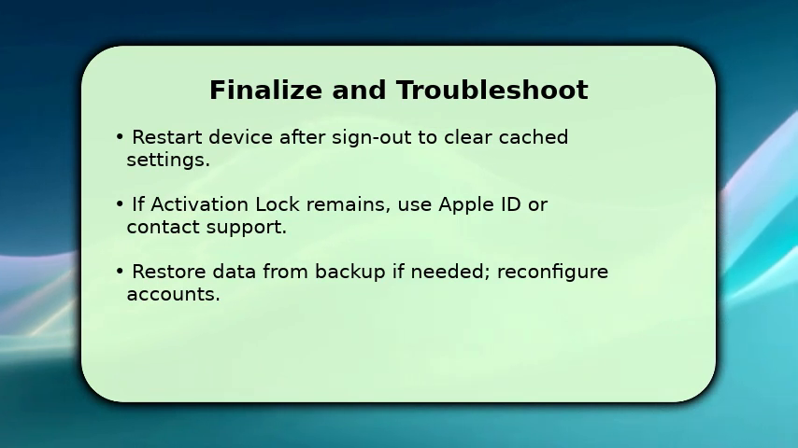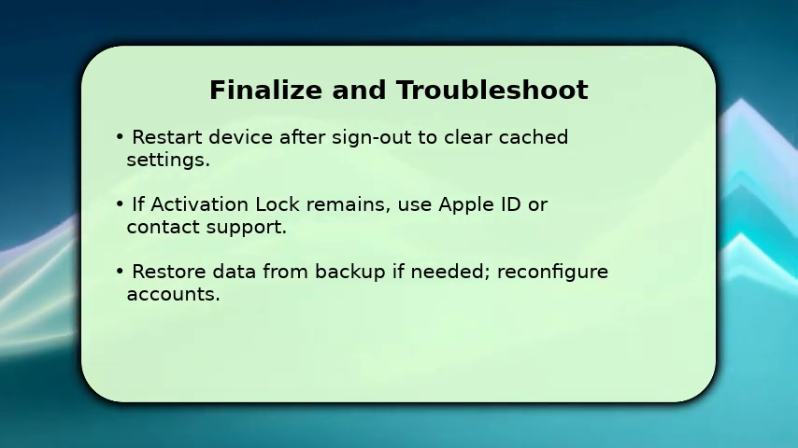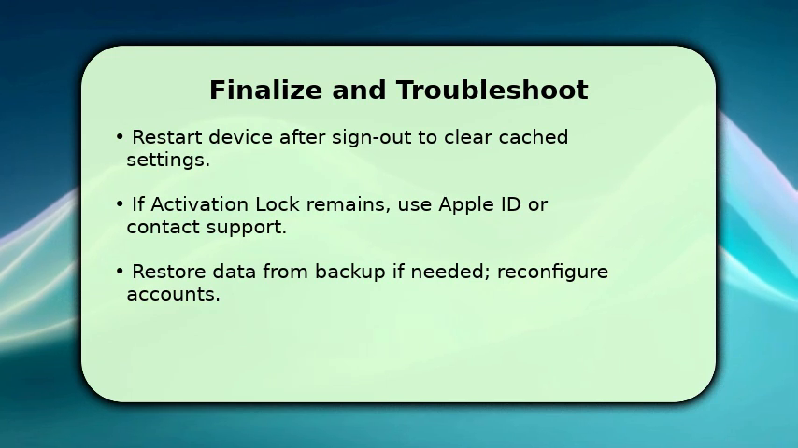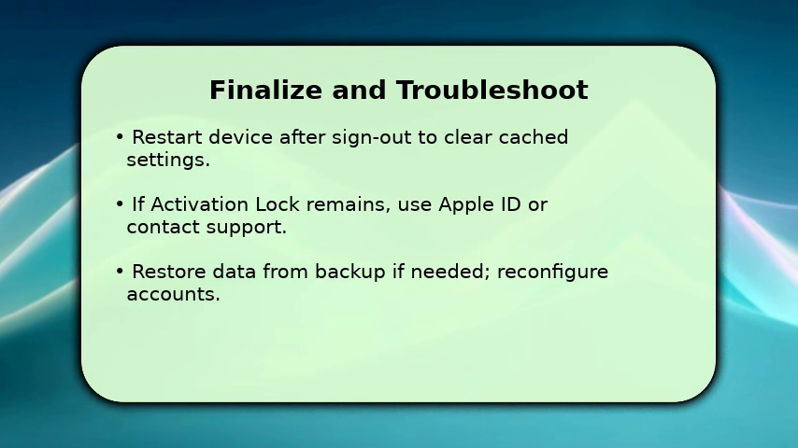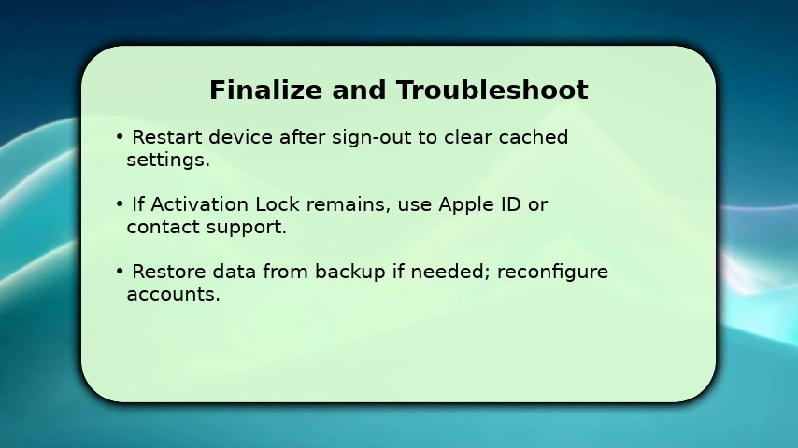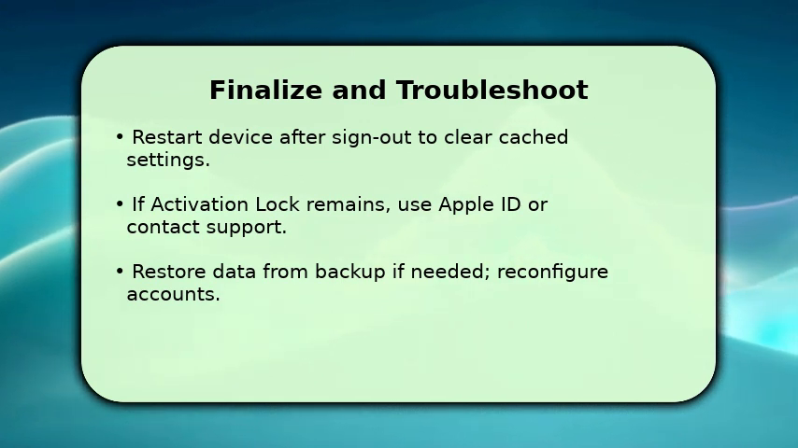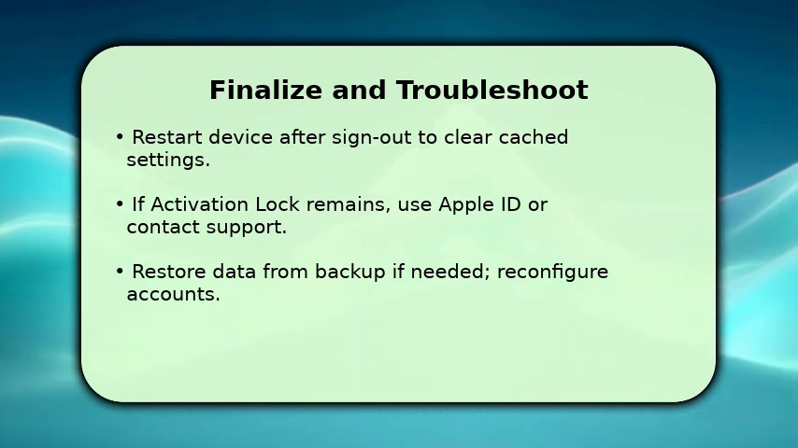If the Apple ID still shows or activation lock prevents setup, make sure Find My was fully disabled. If not, sign back in and then disable it, or use your Apple ID account page on a computer to remove the device. If you lose data, restore from the backup you made earlier and reconfigure accounts. If problems persist, contact Apple support with proof of purchase.